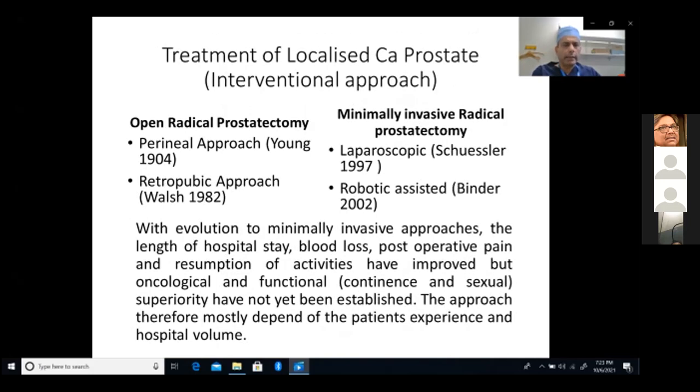Then again, this slide is regarding comparison of open radical prostatectomy to laparoscopic or minimally invasive radical prostatectomy. Obviously, laparoscopy was slightly superior to open radical prostatectomy, but robotic prostatectomy has virtually replaced both open and laparoscopic prostatectomy in the West, where robotic facilities are available.